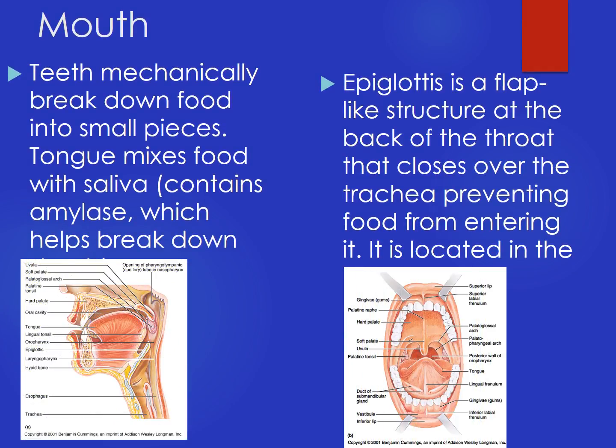The mouth is composed of teeth which mechanically break down the food into small pieces, and the tongue mixes food with saliva, which contains amylase that helps break down food. The epiglottis is a flap-like structure at the back of the throat that closes over the trachea, preventing food from entering it.